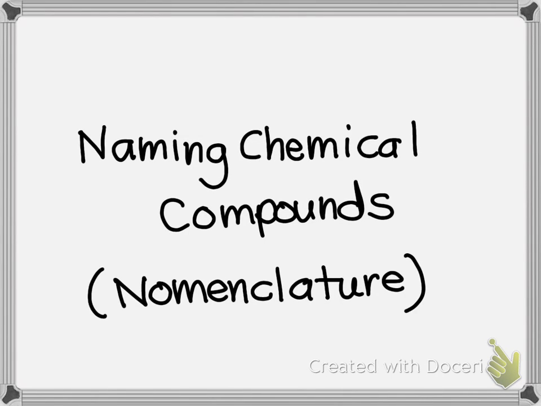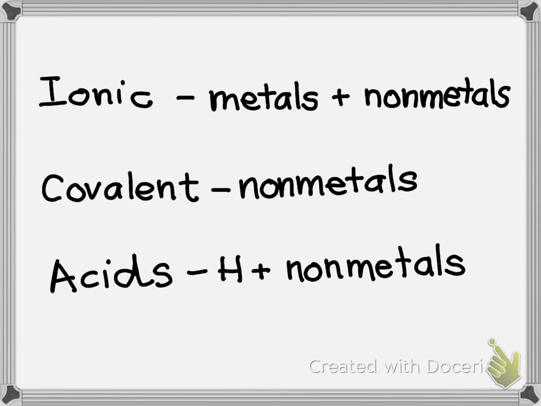I wanted to make a video that complemented our discussion of naming chemical compounds that we've been having in class. You'll be given a formula that you'll want to then try to name. Before you name it, you'll need to identify whether it's ionic, covalent, or an acid. This is important because the rules vary between these three categories.